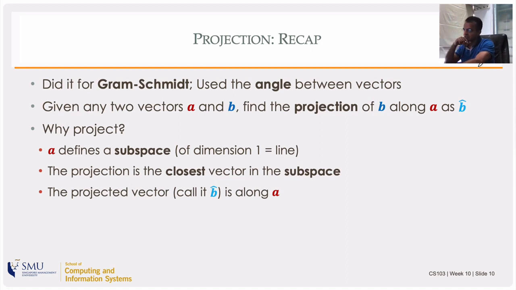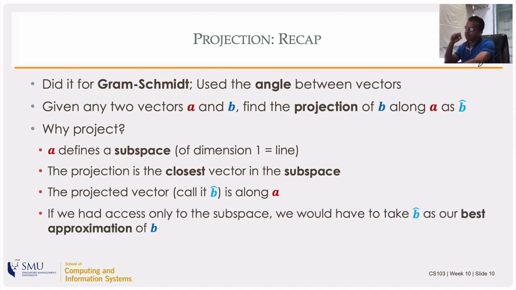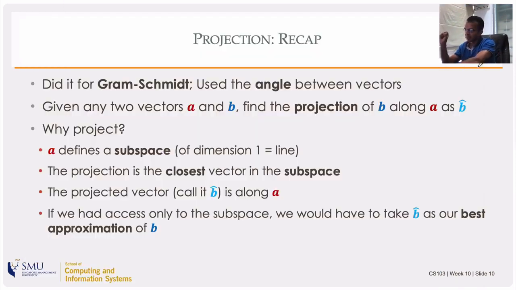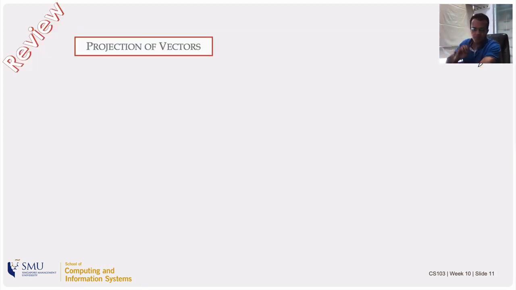So the projected vector is along A, and if for some reason we had access only to the subspace, not to the whole space as we saw here, we have R2, but suppose we had access only to that red line, for some mathematical reason, then the best approximation of B that we can have is B hat. That might sound a bit wishy-washy at this point, but stay with me. But let's review how we did it before we move on.